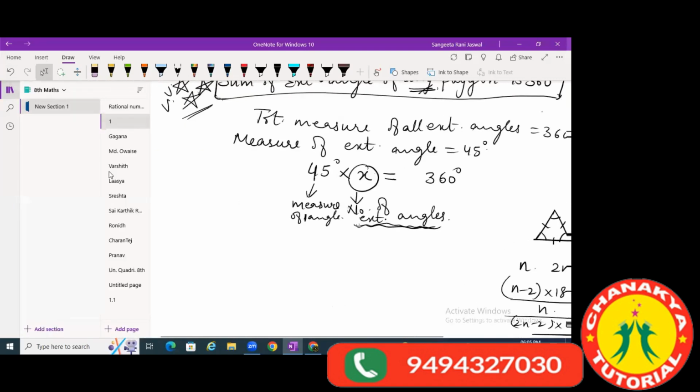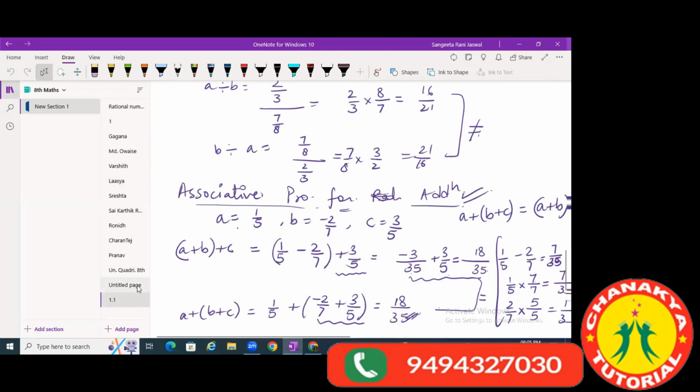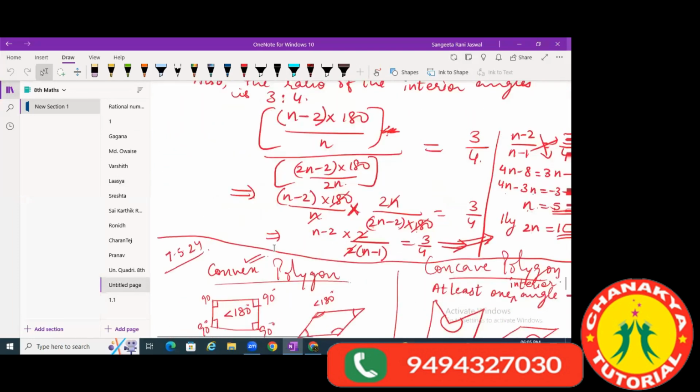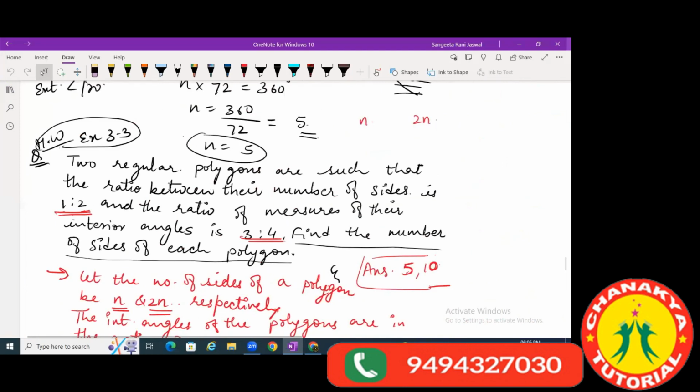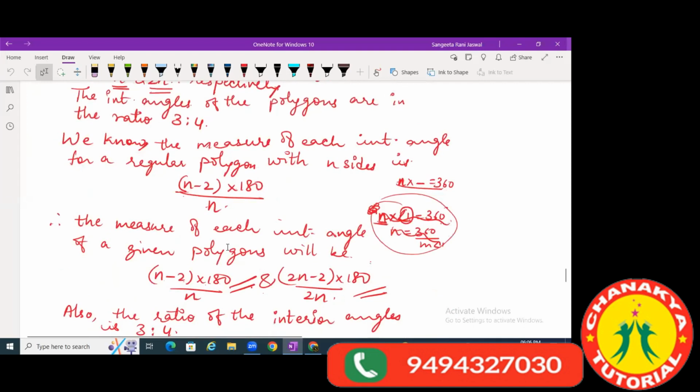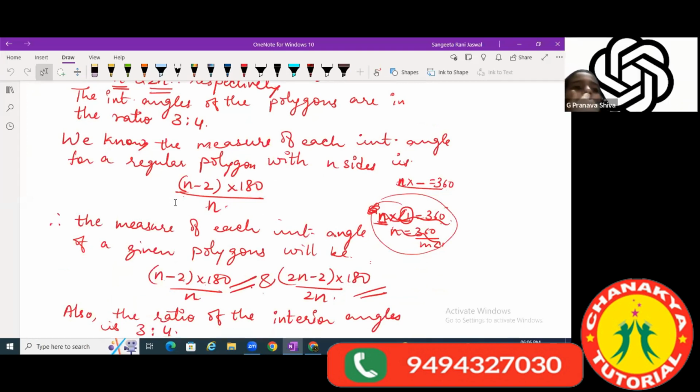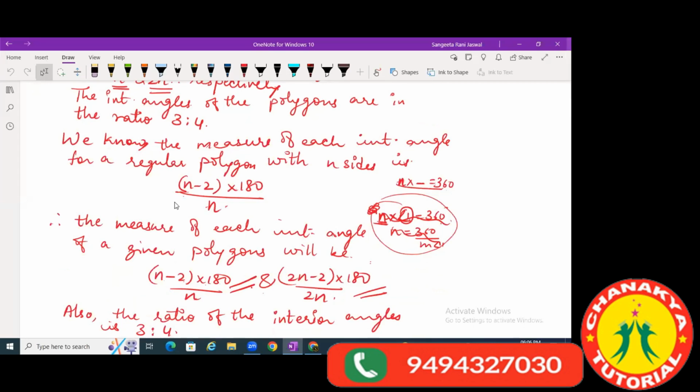I'm coming to that question which was asked there. Maybe on this page. This is the page here. Yes, Shiva, this question I'm saying. Two regular polygons are such that the ratio between their number of sides is 1:2 and the ratio of the measure of their interior angles is 3:4. Find the number of sides of each polygon. Now, in this case, the sides were asked. So as many exterior angles or interior angles as there are, that many are the sides of a polygon. So we had taken it like this. Did you understand now, Shiva? You were asking from where I got this n. Yes, ma'am, now I understood.